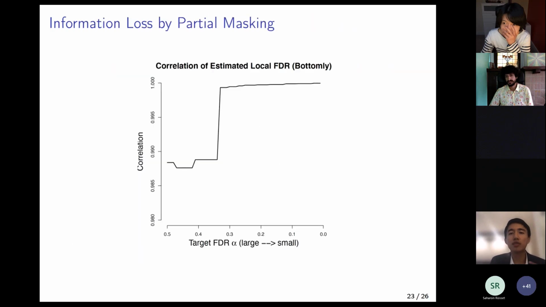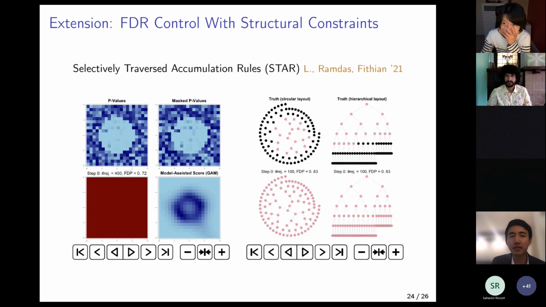So that's pretty much about ADAPT. And of course, we didn't stop there. Later on, we extended ADAPT to other settings. One example, which I think Aaditya is probably going to talk a bit about, is FDR control with structural constraints. For example, you might do multiple testing to try to reject a set which is convex. Or you might do hierarchical testing, where the hypotheses are on a tree, and you want to reject a subtree.